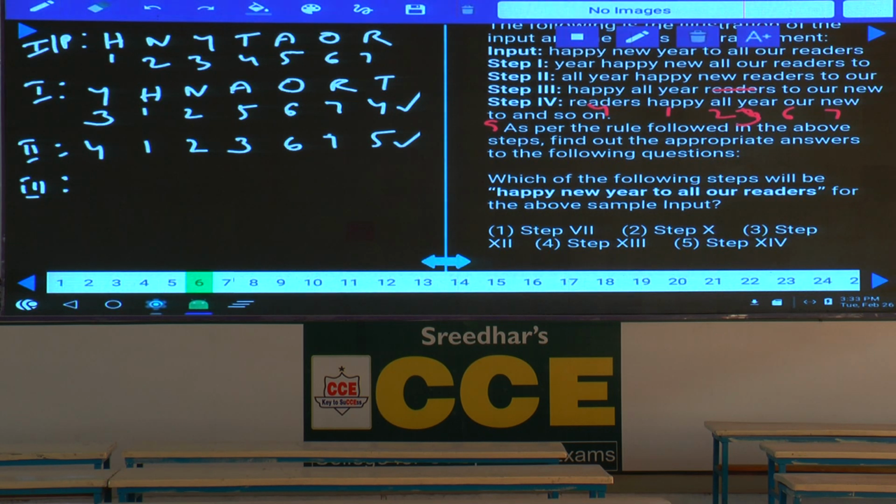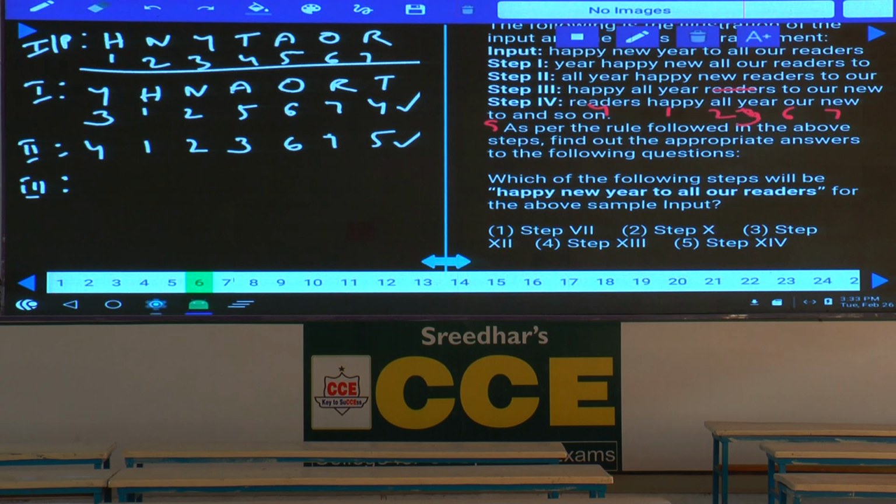Hence the logic is 1, 2, 3, 4, 5, 6, 7 is written as 3, 1, 2, 5, 6, 7, 4. Next one 4, 1, 2, 3, 6, 7, 5. Again 3, 1, 2, 5, 6, 7, 4. Next one 4, 1, 2, 3, 6, 7. And keep on, you need to work out till we get the input 1, 2, 3, 4, 5, 6, 7.